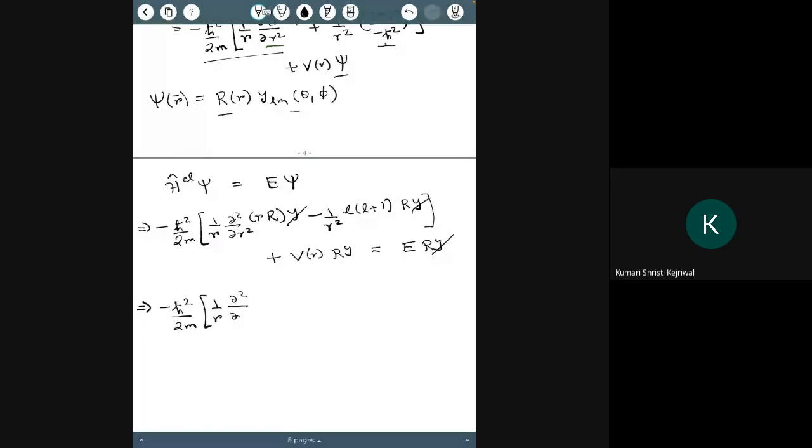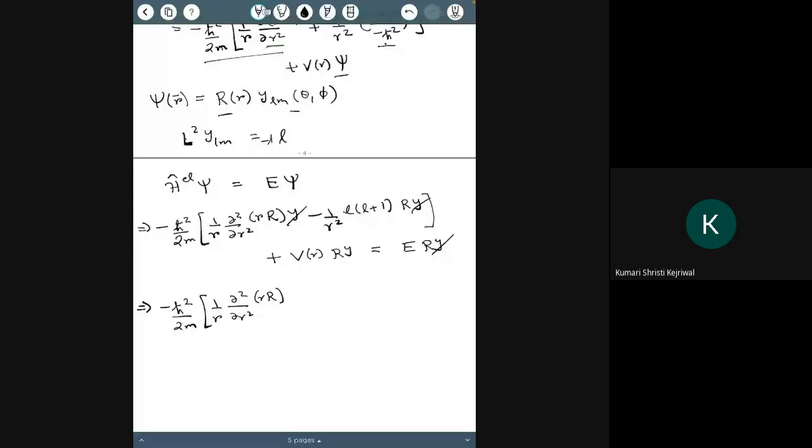Ma'am, how did you get the l into l plus 1 there? I'm not understanding that. This was the eigenvalue equation for my L square, minus h cross square l into l plus 1 Y. So we use this.